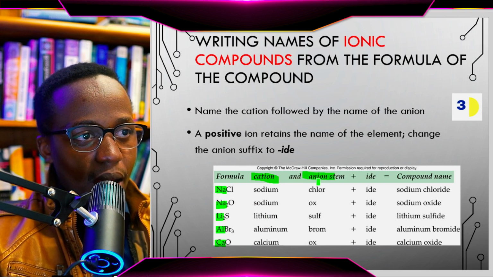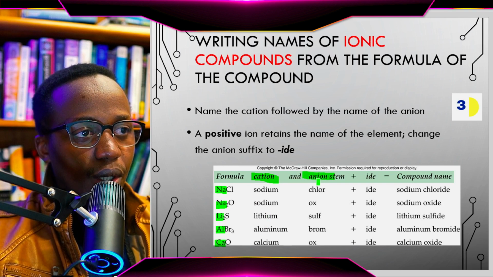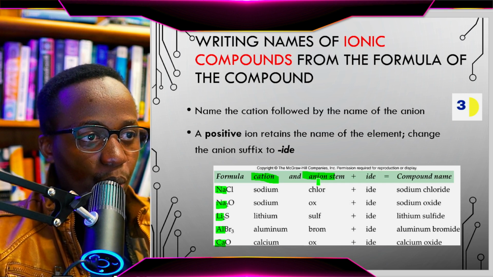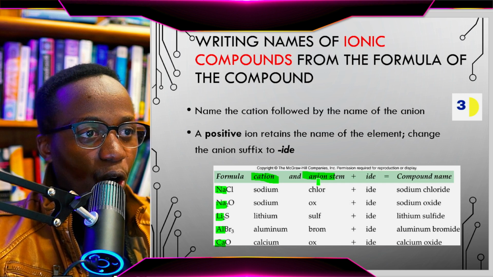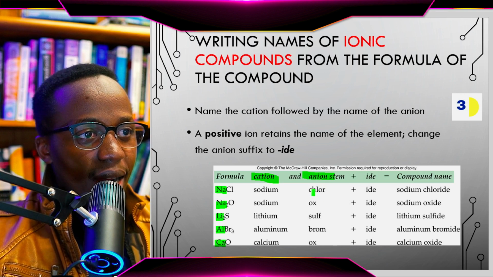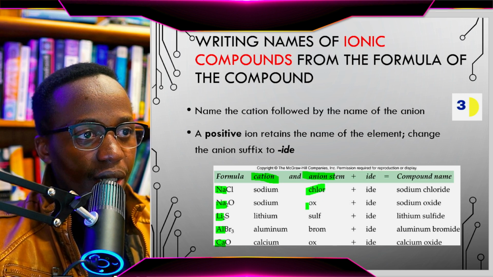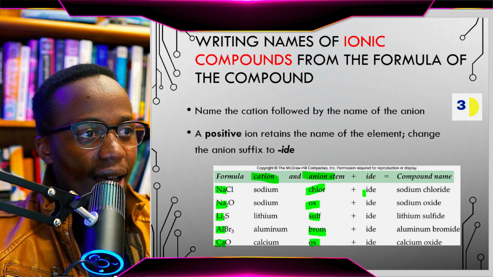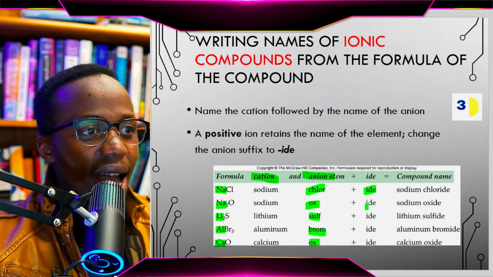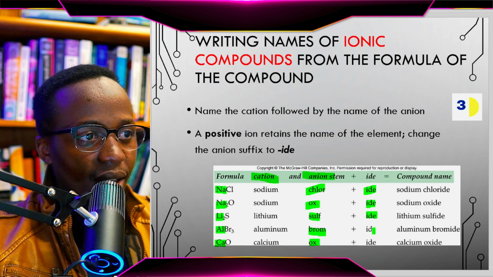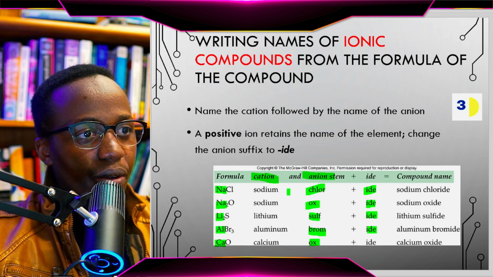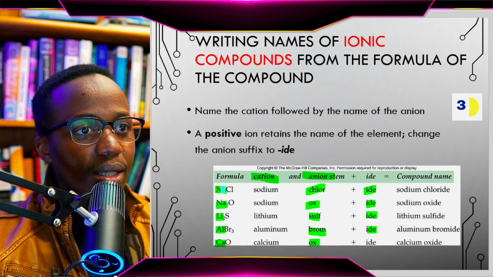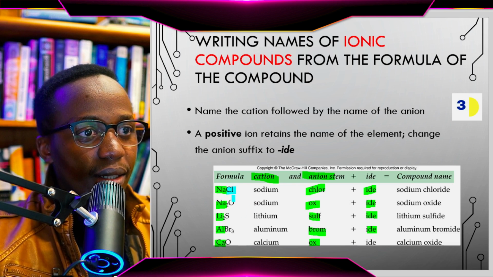So this is where you change it. For the second one, the non-metal, you don't write the whole non-metal. You write a stem of it, and then you add -ide to it, right? So if it's chlorine, it's chloride. So this is sodium chloride.